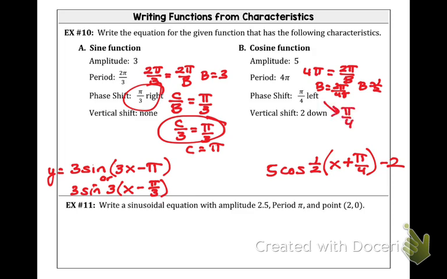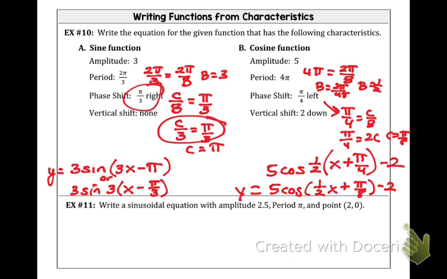If pi over 4 needs to equal c over b, and we said b is 1/2, so c divided by 1/2 would just be 2c. So that means that c would be equal to pi over 8. See how this is a lot more work. So 5 cosine of 1/2 x plus pi over 8, minus 2. Either are acceptable answers, and I would accept either of them. It's a little bit easier to not have to do the work and just go right to your c over b, which is your phase shift.